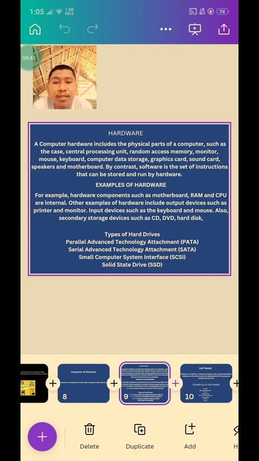Types of hard drives: Parallel Advanced Technology Attachment or PATA, Serial Advanced Technology Attachment or SATA, Small Computer System Interface or SCSI, and Solid State Drive or SSD. Okay po. Next naman.